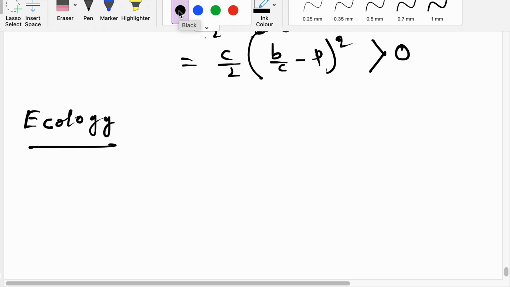So, the story behind his writing down this equation is that during World War One, the hostilities between Austrian and Italian disrupted the fishing in the Adriatic Sea. Now, after the war, it was observed that the number of predators, that means sharks, increased.